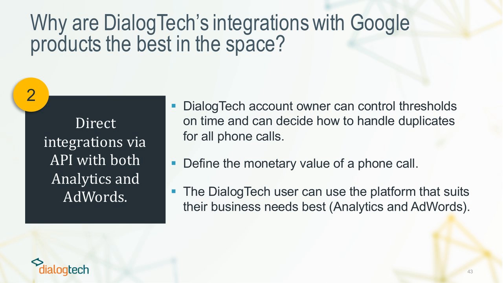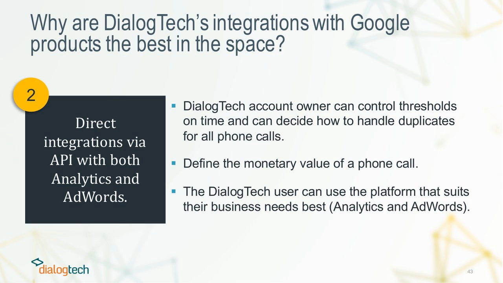Now, when talking about phone calls, not every single phone call should be passed into Google AdWords. And DialogTech realizes that. So we built into our integrations the ability to set a duration threshold on phone calls. Obviously, all calls under 30 seconds are probably not the best calls to pass into AdWords. So typically, we see DialogTech users set a threshold of 1 or 2 minutes, really whatever fits the user's business needs.